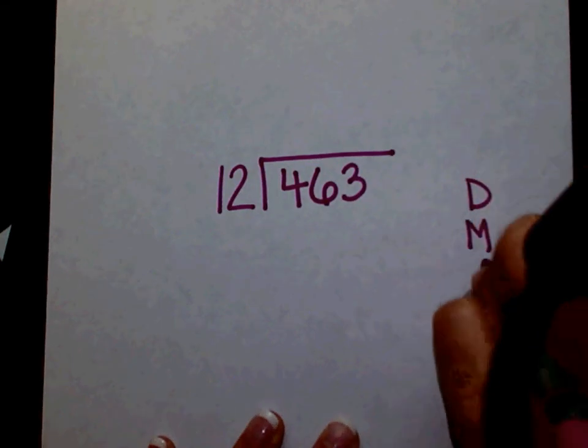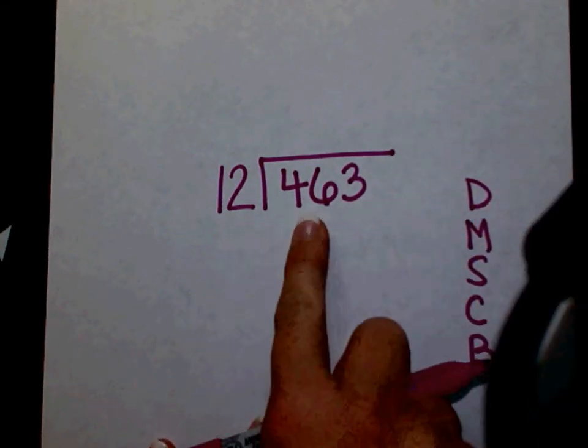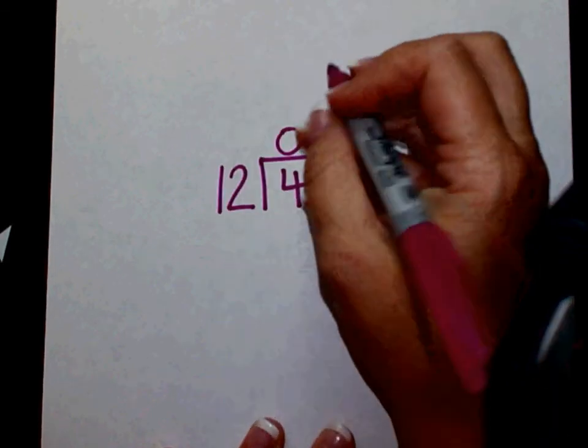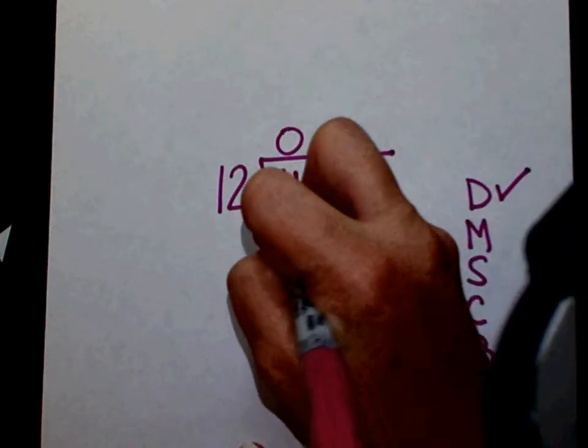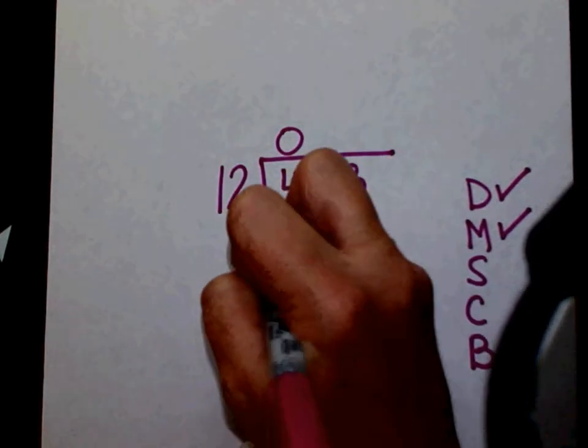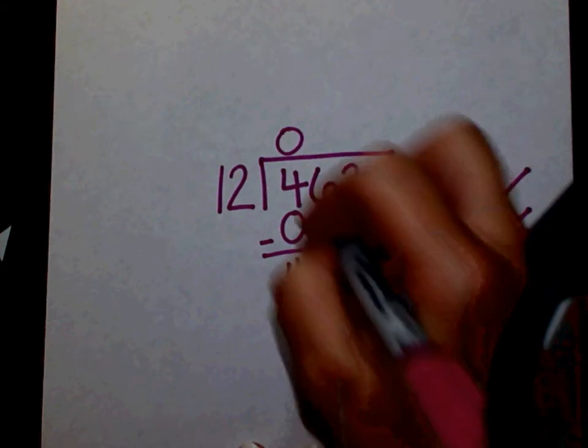Does McDonald's sell cheeseburgers? Does 12 go into 4? 0 times, divide. 0 times 12 is 0. Multiply. 4 minus 0 is 4. Subtract. Check, is 4 less than 12? Yes. Bring down.